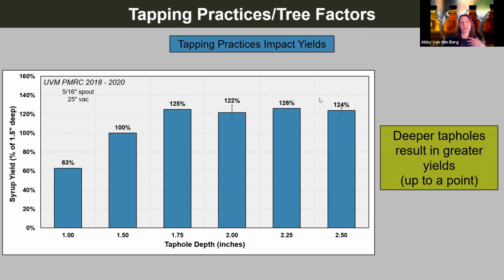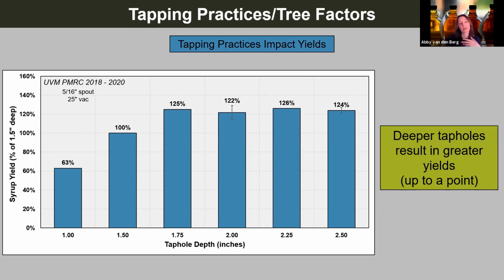So first and foremost, in terms of tapping practices affecting yield, we know that tapping depth is one of the factors that has the biggest effect on yield. We did a study for 3 years at the Proctor Center from 2018 to 2020, where we looked at the yields from various tapping depths. This figure is presenting the average of those studies over the 3 years, presented as a percentage of a 1.5-inch deep tap. Essentially, if we set the yields from a 1.5-inch deep tap in the study to 100%, how do the yields of the other depths relate?